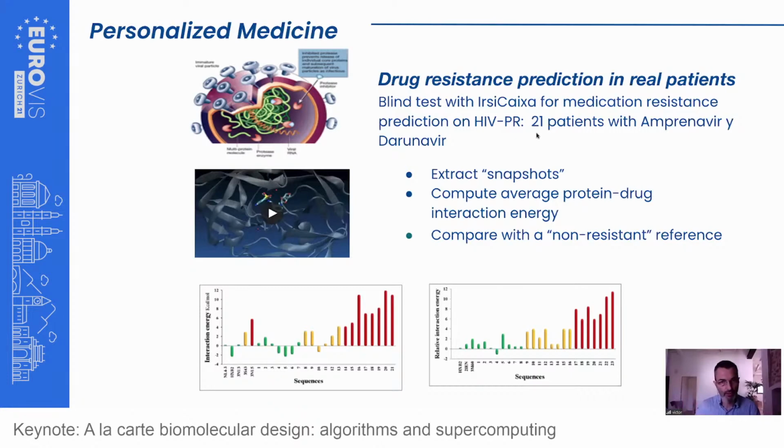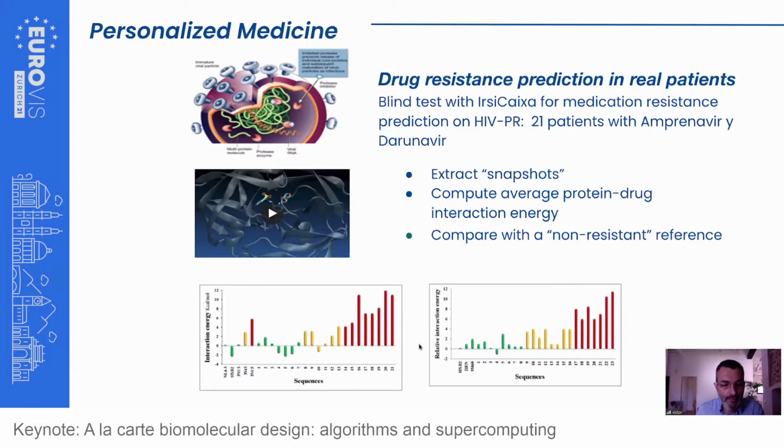We construct a model of the protein. We run the simulation with this Amprenavir and Darunavir. Then we take a snapshot of the simulation and we compute an average interaction energy. And we compare it with a sequence, let's say the wild type, a sequence that we know is not resistant to the molecules. And by doing so, we can now plot, for example, all these numbers here at the bottom; the plots are each of the patients.